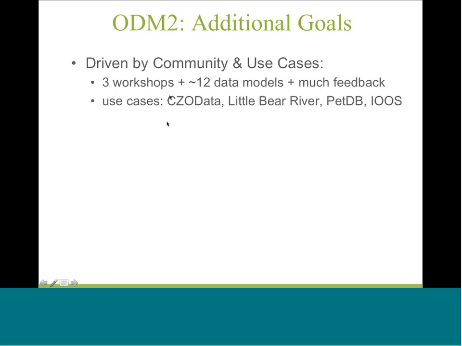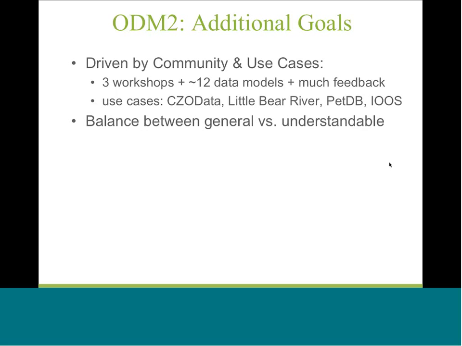So the use cases were CZOData, Little Bear River, which is a project that Jeff Horsburgh is running mostly with an ODM1 hydro system, but they have needs to manage sensors and deal with water quality data sets that couldn't be fully met. PetDB is the core of AIDA's cyber infrastructure, and I mentioned IUS as another use case, an oceanographic use case.